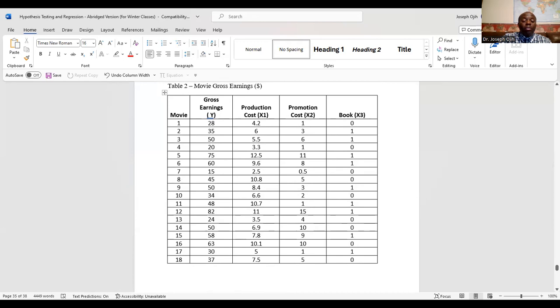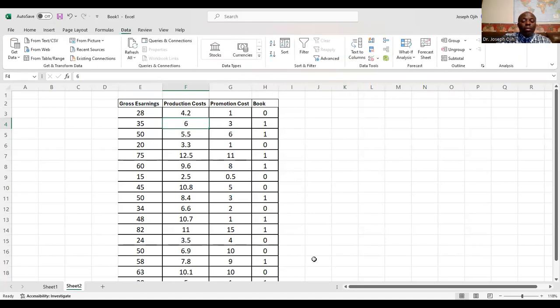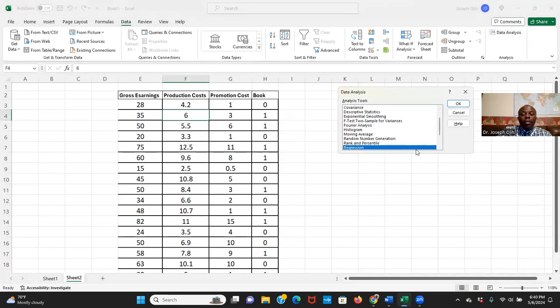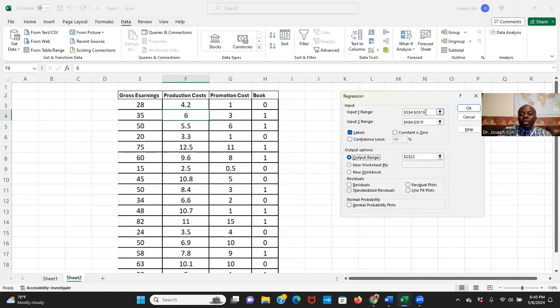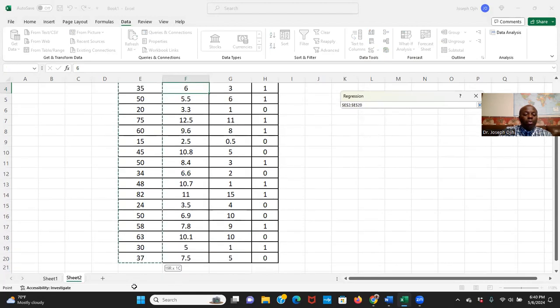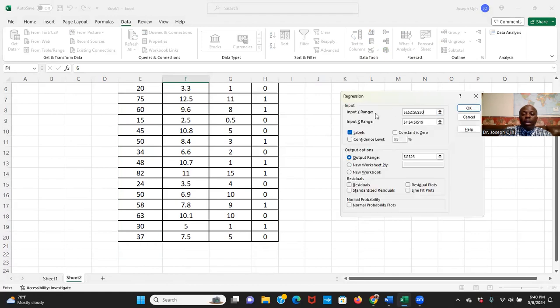Okay, let's run the analysis. We're going to click on Data, then Data Analysis. Choose Regression, click OK. Because we used it a few minutes ago, it still has the numbers we used before. Don't worry about it. Just click here and go to the gross earnings, which is the Y variable, all the way to the last one. Click back here. So that is your Y range.